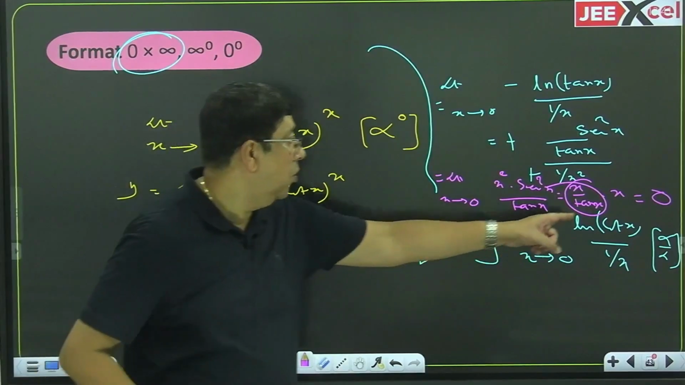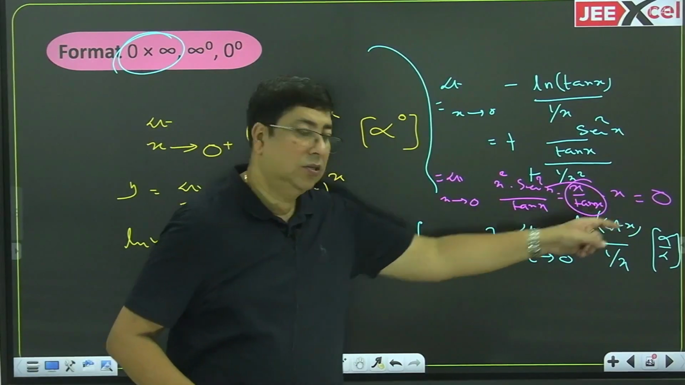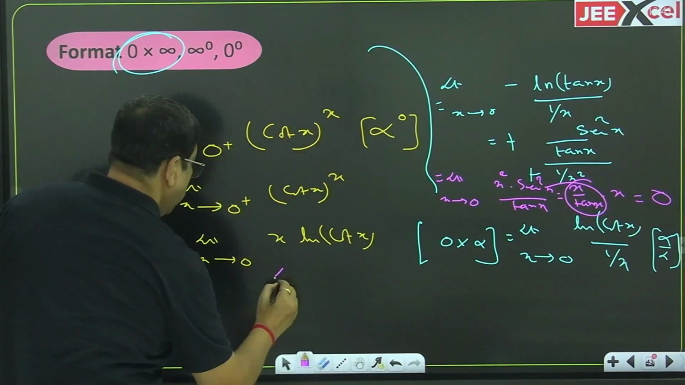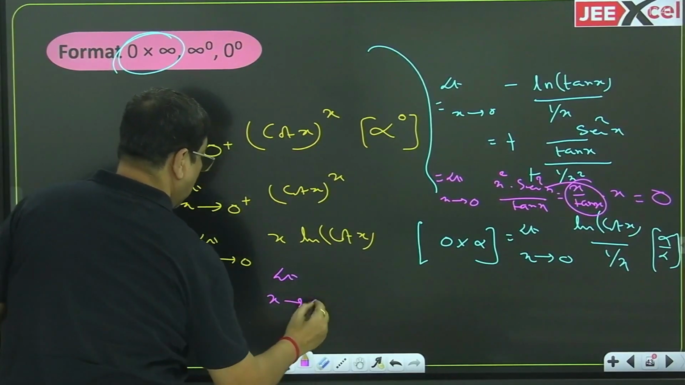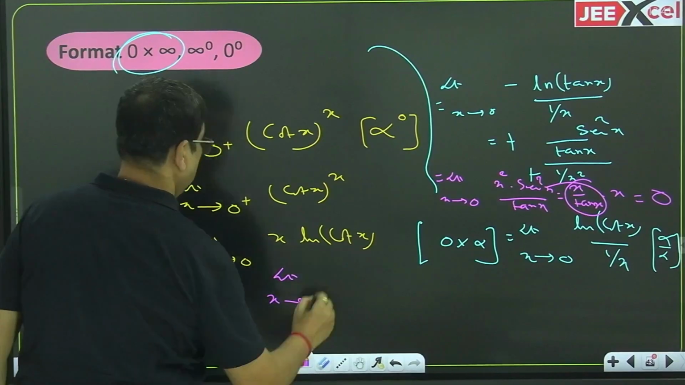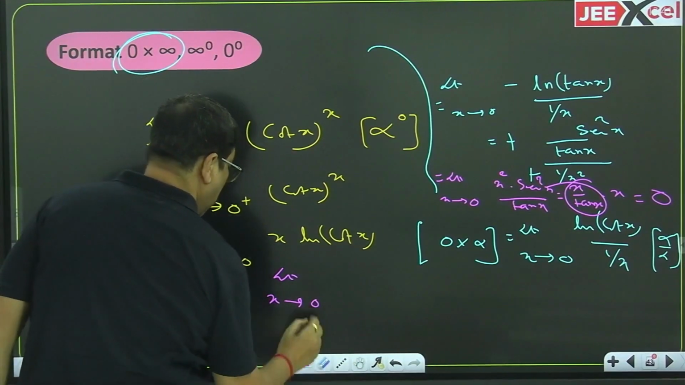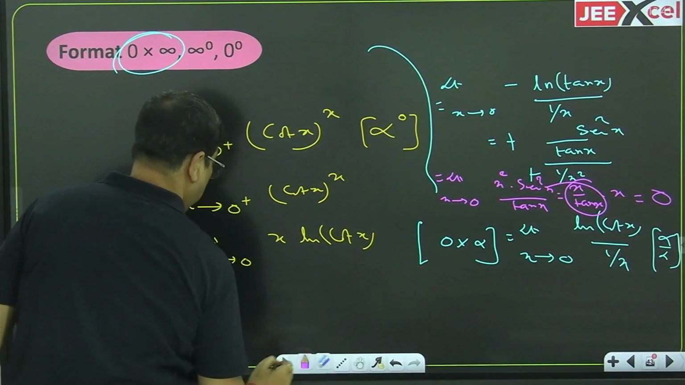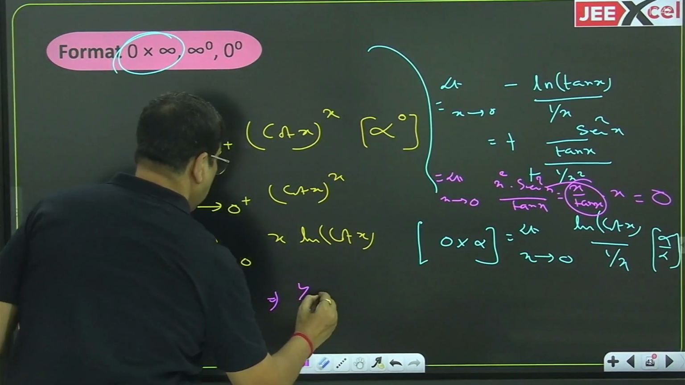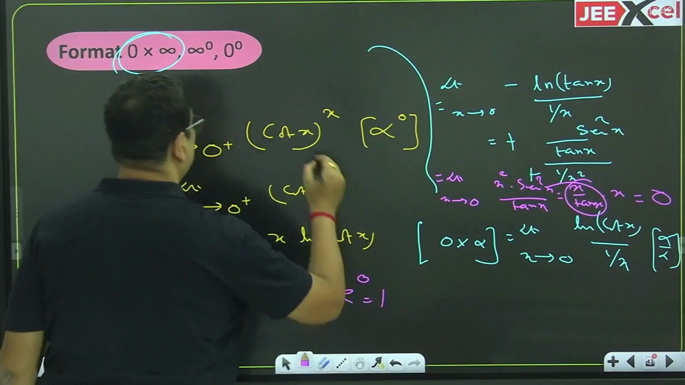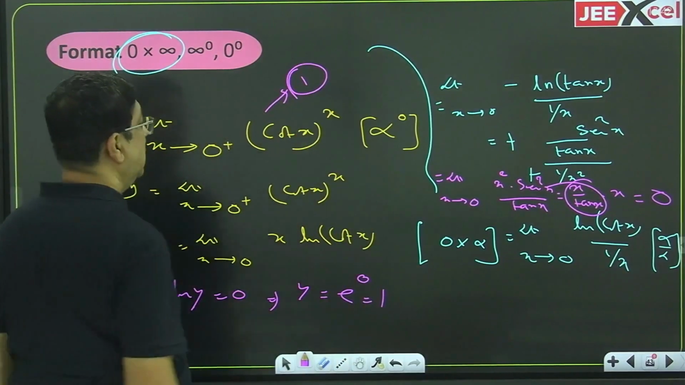ये x के लिए 0 होगा. This will be 0 for this x. Therefore, you can say here limit x tend to 0, नॉर्मल करते हैं हम लोग. Therefore, log y equal to 0. Therefore, y equal to e to the power 0. इसका मतलब आंसर is coming to be 1. e to the power 0 is 1.